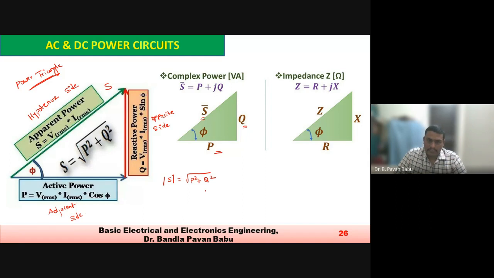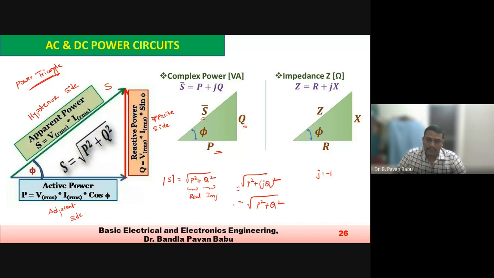So this is actually the imaginary component, and this is the real component. So basically, it will be root of (P square plus (jQ) whole square). So the value of j square is -1. So hence it becomes root of P square plus Q square.